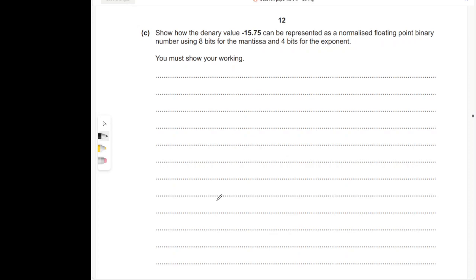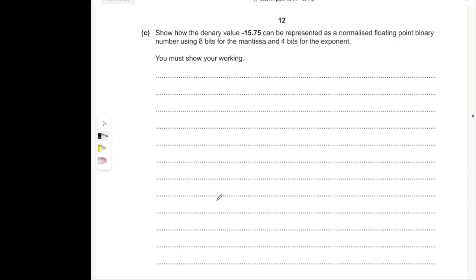Always got to take special care with the number of bits. So 8 bits for the mantissa. Our final answer has to be 8 bits for the mantissa, and then 4 bits for the exponent. And it says you must show your working. They're not doing that because they think you're going to cheat and use a calculator, because you aren't going to be able to do that. They want to award you points for getting through the process but maybe messing up the last bit. So that is really important.